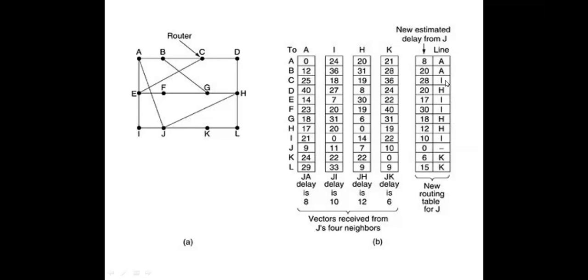So J to C via I is 28. 28 is the shortest, right? J to H is 31. So this is the 28. So 28 is the shortest one. Likewise, we need to construct the J routing table. So this is called the distance vector routing table. Based upon the routing tables of the neighbors, we can calculate the best path to reach the destination. So this is the distance vector routing algorithm.